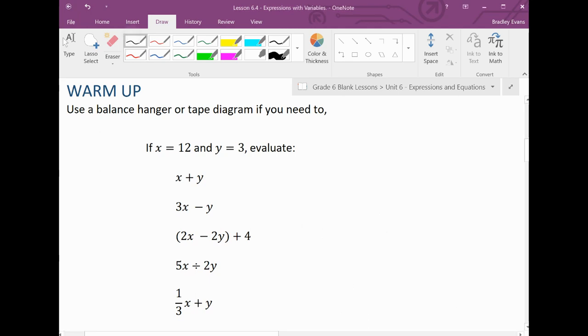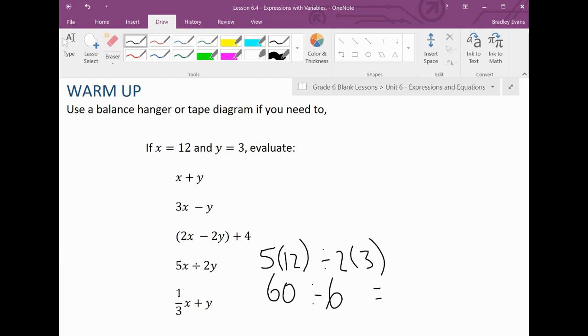Okay, 5x divided by 2y. So let's go ahead and substitute our values in. 5x is going to be 5 times 12. And we're going to divide that by 2 times 3. Let's go ahead and evaluate. So we have 60 divided by 2 times 3, which is 6. 60 divided by 6 is 10.